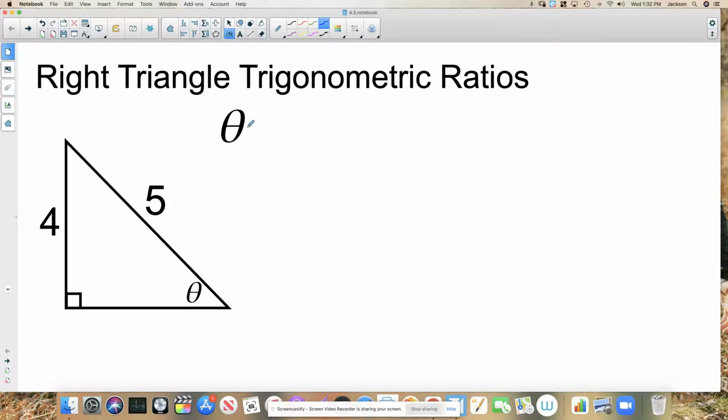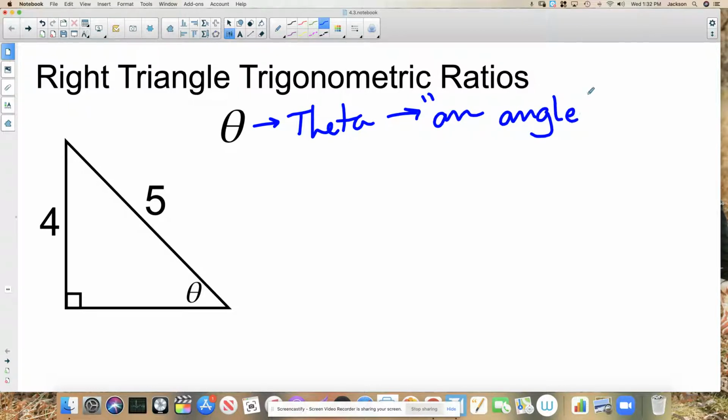First thing we want to talk about though is this Greek symbol theta. This is how we notate angles for triangles, central angles in a circle, and things like that. Anytime you see this symbol theta, this is an angle. You can think of it as shorthand for the word angle. You're going to see this a lot, and you're not going to see theta with a degree symbol. You're just going to see theta like this.